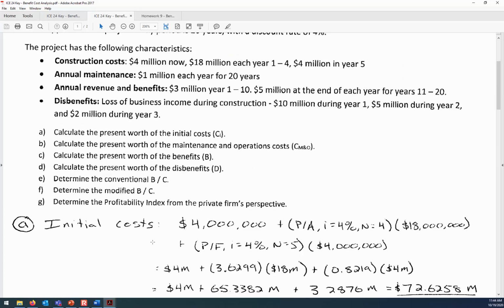All right. So in total, there's 4 million already at the present, 65 million that comes from that 18 million a year, and then the value of the 4 million in the future is 3.28. So in total, it should be, I think, $72.6 million is the initial cost.